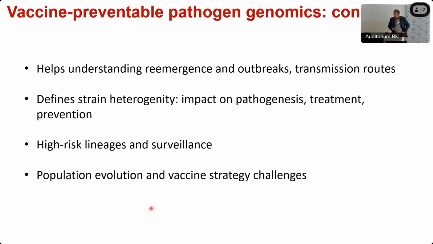Okay, so, vaccine-preventable pathogen genomics. Some conclusions, perhaps, to wrap up. Genomics helps understanding emergence, outbreaks and transmission routes, as I've shown for Corynebacterium diphtheriae. It helps defining strain heterogeneity, which is very important to take into account in terms of clinical or public health response. There are high-risk lineages, and their surveillance should be enhanced. This is something I didn't really highlight during this presentation. And this genomic approach also enhances knowledge on population evolution and vaccine strategy challenges.